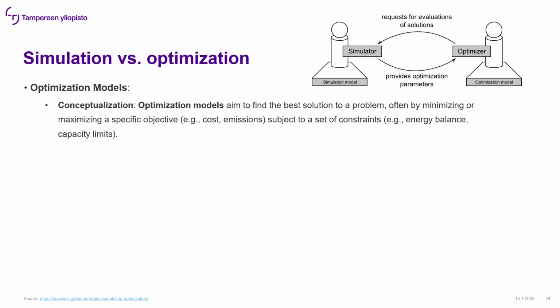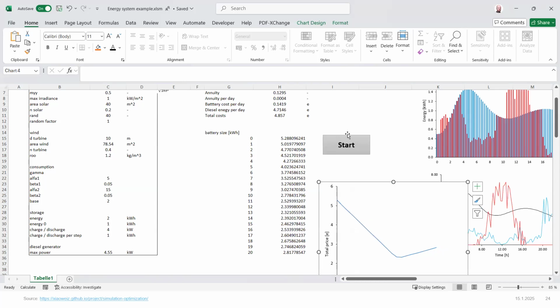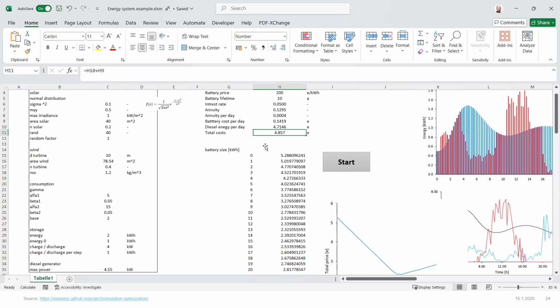As for the optimization model itself, I could use the Excel solver to do the exact same thing in this Excel model. I could ditch this optimizer. There's a macro behind that. But this is my cost function. I have devised it based on the diesel generator operating costs and the battery capital costs.